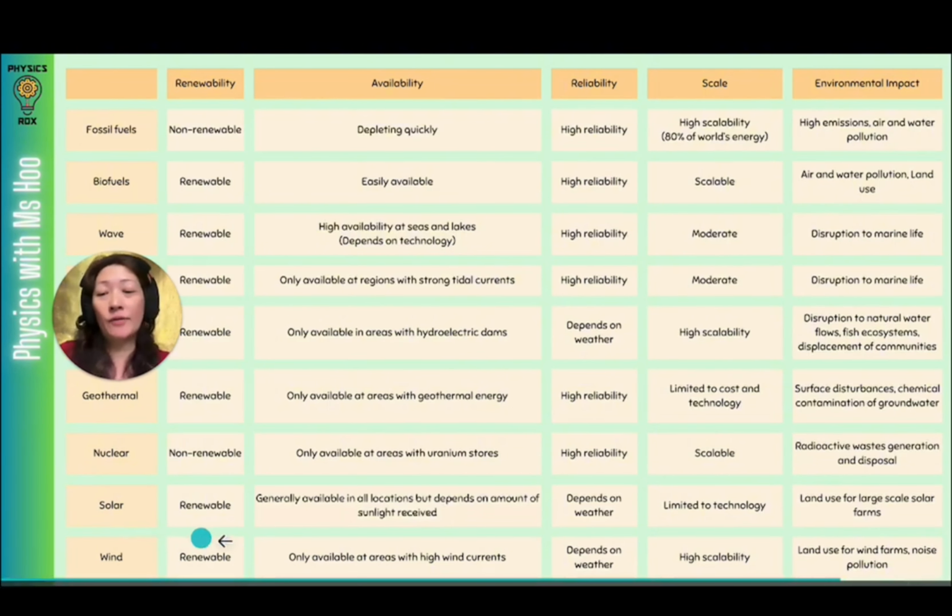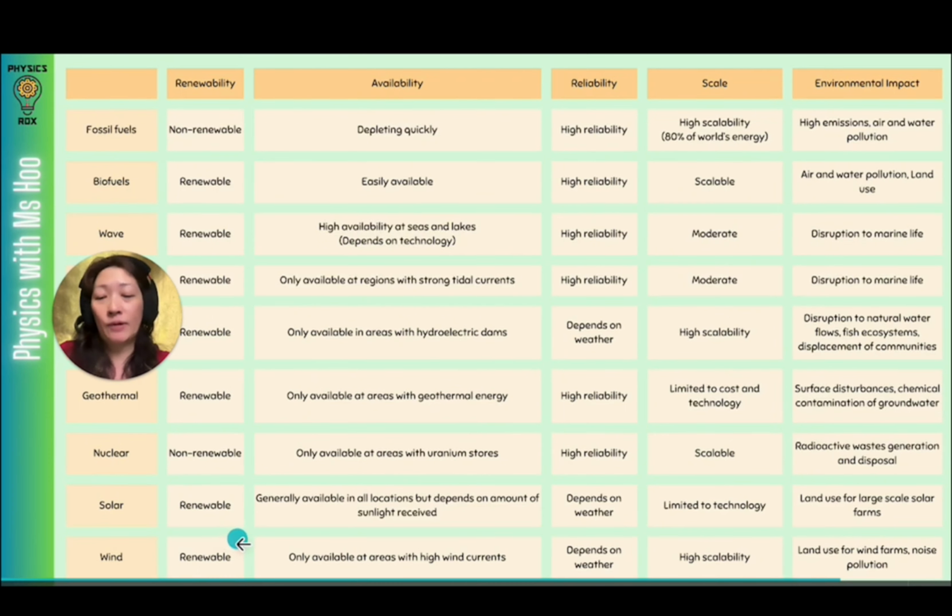Solar energy is renewable and they're generally available in all locations, but it does depend on the amount of sunlight received. Because of this, the reliability depends on the weather, and its scalability is limited to the technology available to harness the solar energy. The environmental impact most widely felt with solar energy is the high amount of land required to build the large-scale solar farms.